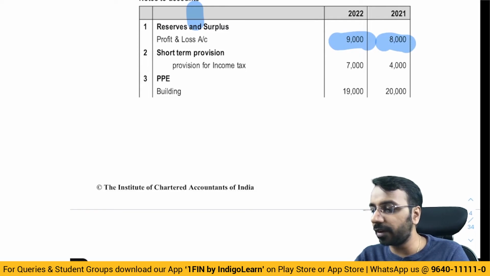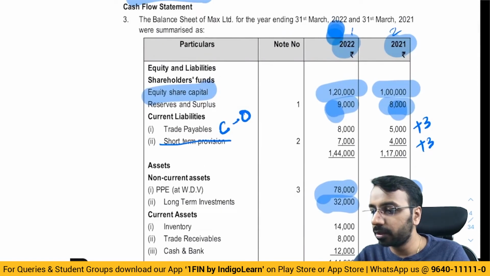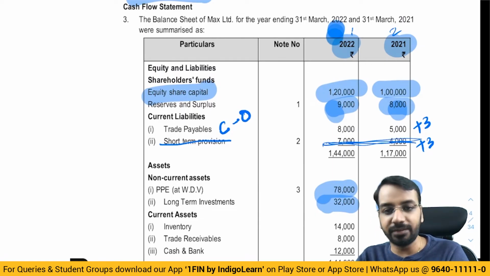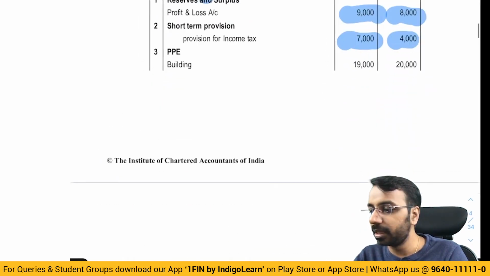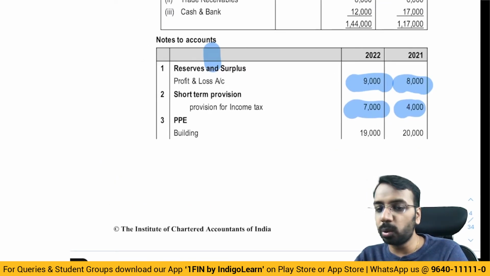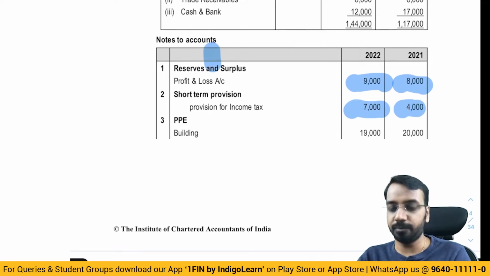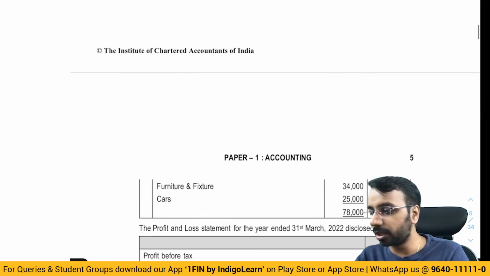Then provision for income tax 4,000, 7,000. So here, as I told you, you don't need to do this adjustment because it's a tax item. We'll deal with it separately. Then building from 20 to 19, most likely depreciation. Furniture 22 to 34, they have added something. We have to say that. Car 16 to 25, again they have added something.